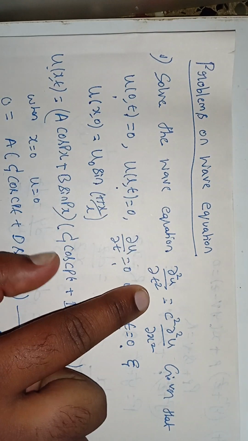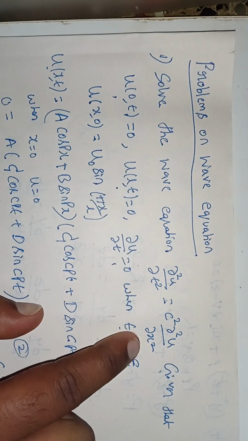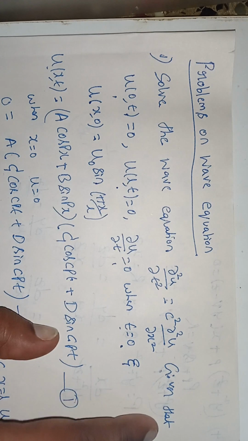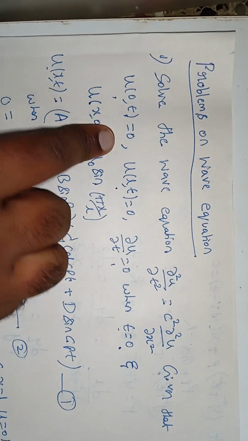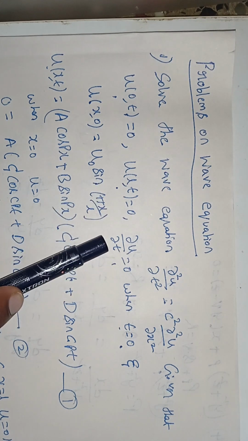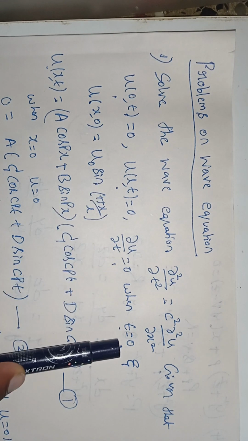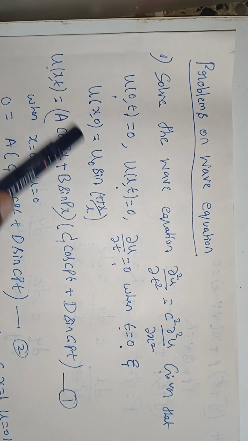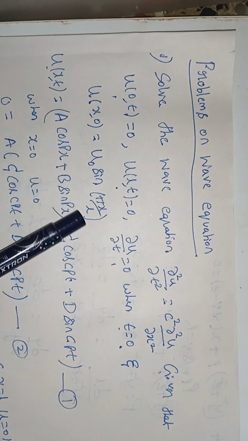Solve the wave equation ∂²u/∂t² = c² ∂²u/∂x², given that u(0, t) = 0, u(l, t) = 0, ∂u/∂t is 0 when t is 0, and u(x, 0) = u0 sin(πx/l).